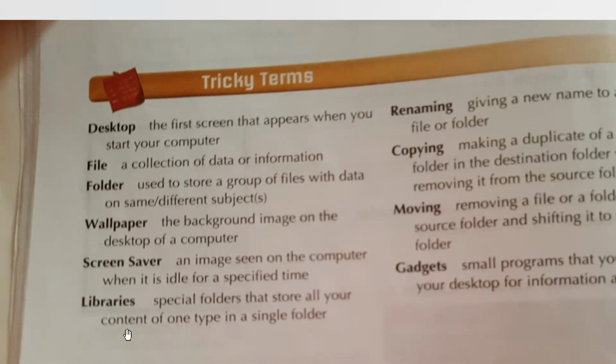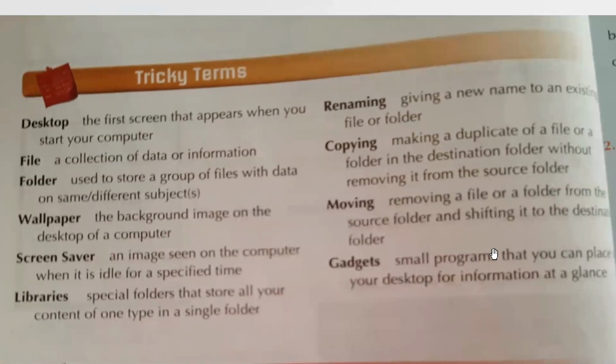Now, what is a library or libraries? Libraries are basically some specific folders, right? Special folders that store all your contents of one type in a single folder. We already have seen some libraries in our Windows. So can you name some of the libraries? Yes, music library is available. We are having pictures library, document library. Documents are also there, and sometimes you're having a download folder also in the library part.